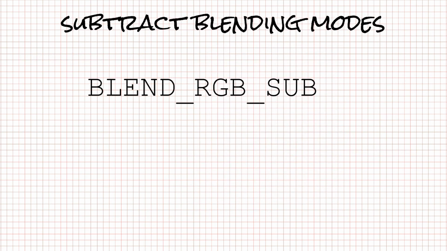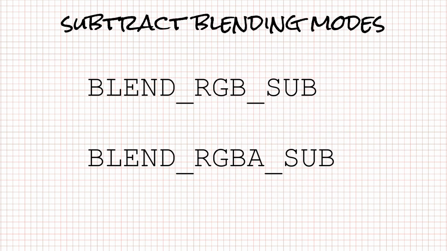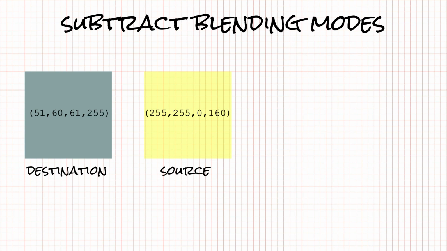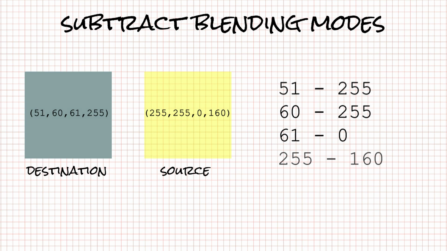Now, on to our next blending modes, the subtract modes. When we blit a source pixel to a destination pixel with a subtract flag, either BLEND_SUB, BLEND_RGB_SUB, or BLEND_RGBA_SUB, the color values of the source pixels are subtracted from the color values of the destination pixels. If we use BLEND_RGBA_SUB, the alpha channel value is also subtracted. In all sub modes, the channel values cannot go below 0.